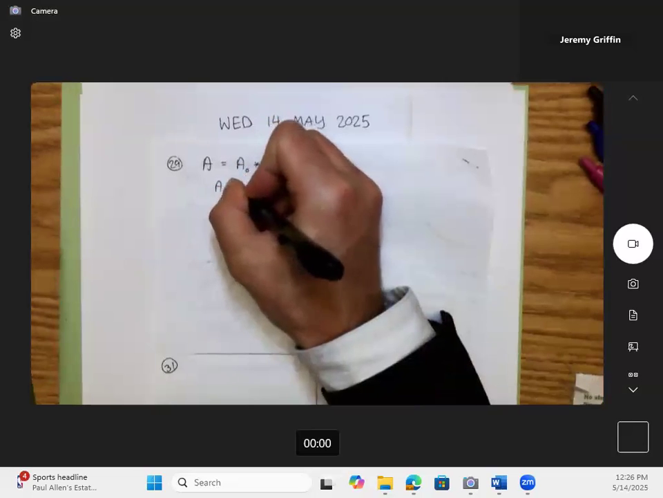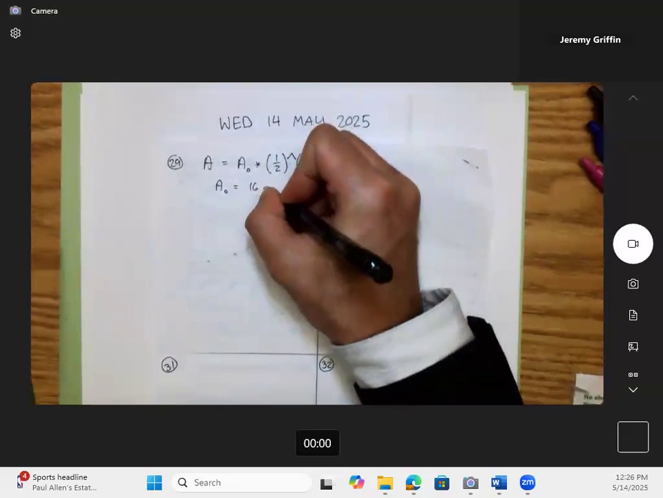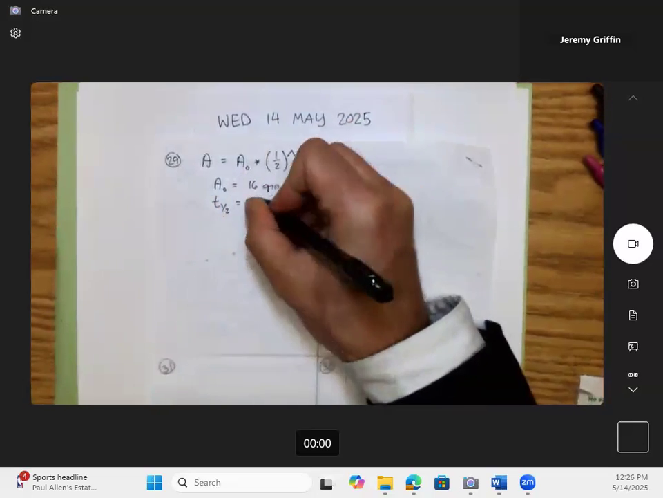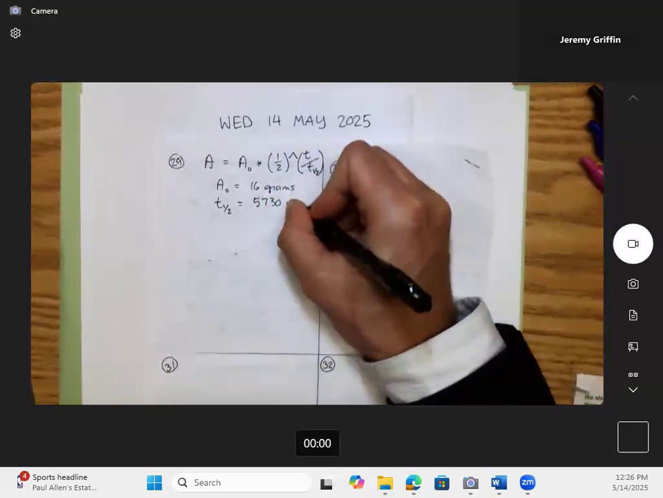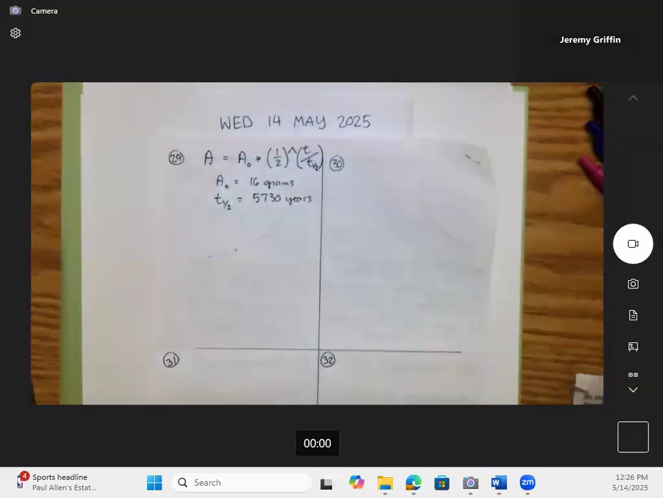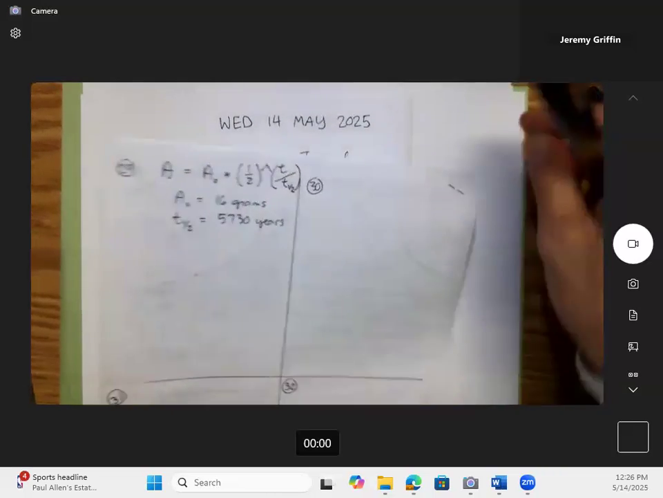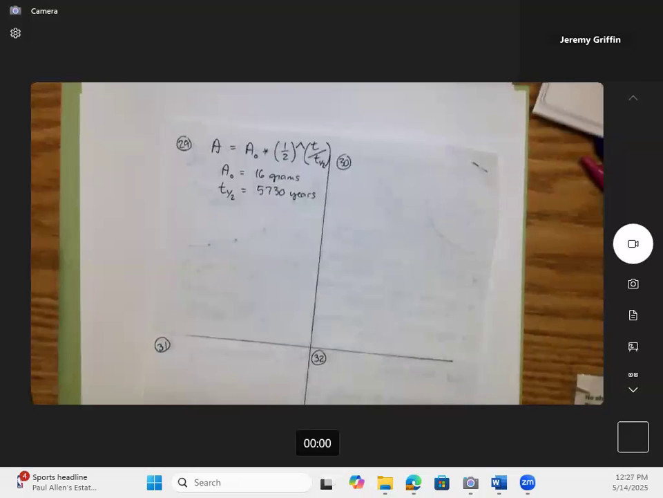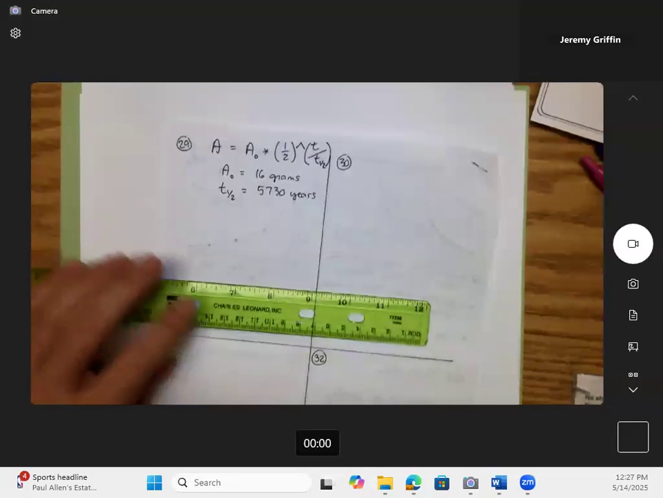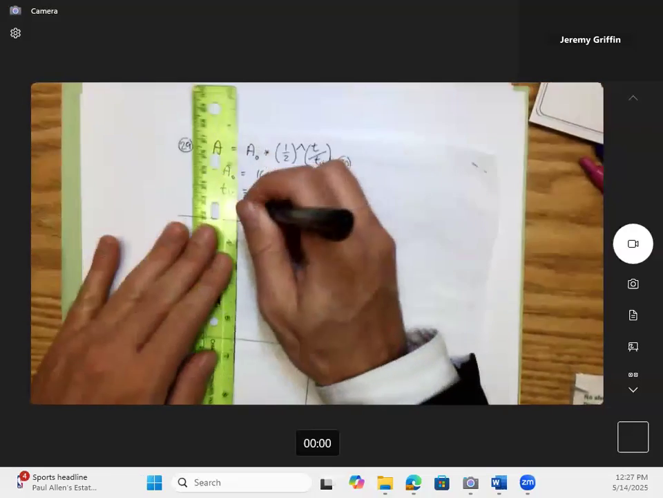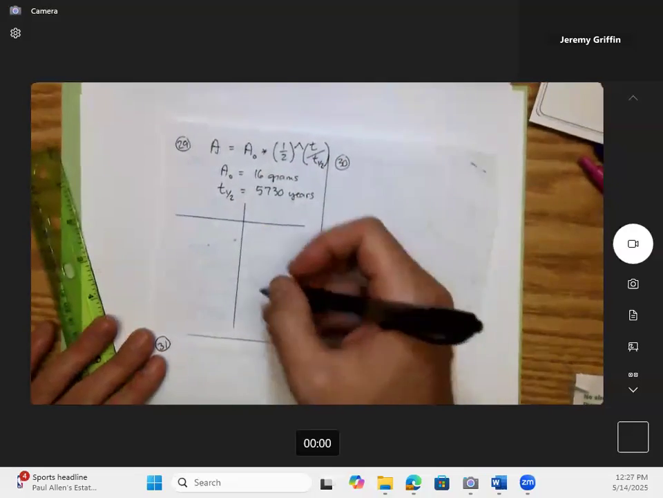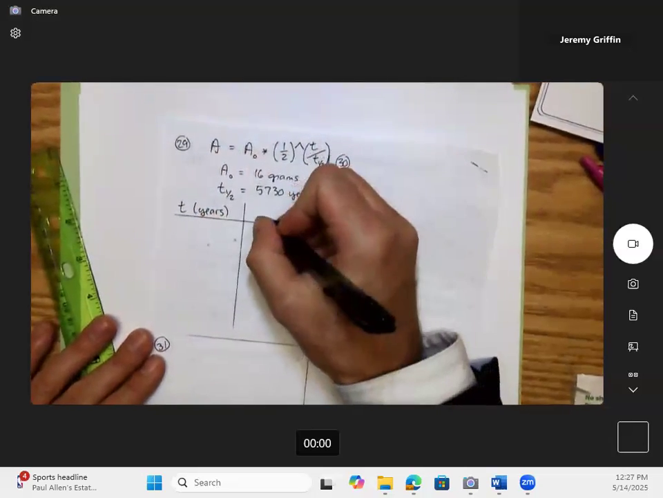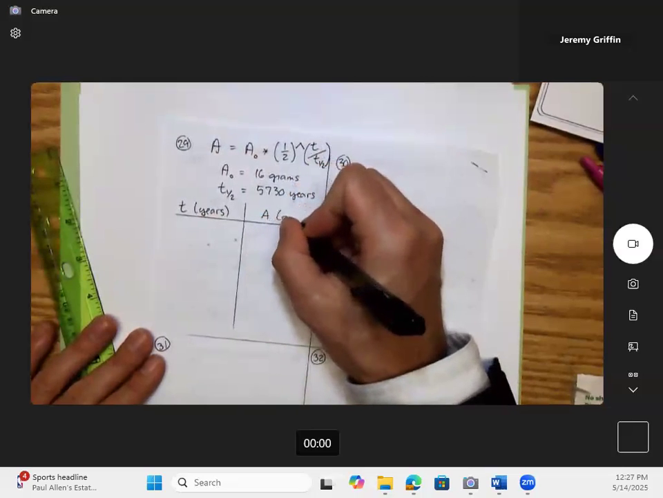Now, let me give you a couple of specific values. Let's say, just for the sake of argument, that the initial amount is 16 grams. And let's use a half-life, T sub 1/2, of 5,730 years. So now you guys know we're working with carbon-14, because carbon-14 has that particular half-life. Let's make a table. Do 2 columns here. We're going to say how much time has passed in years, and what's the equivalent amount remaining in grams?